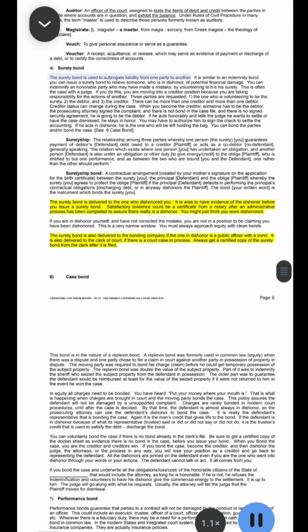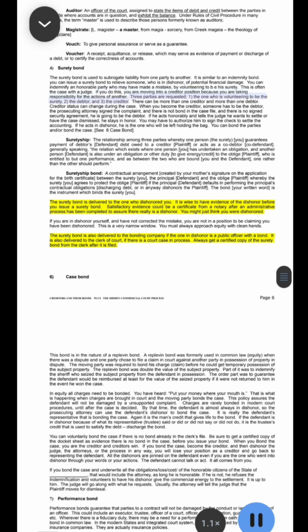Surety bond. The surety bond is used to subrogate liability from one party to another. It is similar to an indemnity bond. You can issue a surety bond to relieve someone, who is in dishonor, of potential financial damage. You can indemnify an honorable party who may have made a mistake, by volunteering to be his surety. This is often the case with a judge. If you do this, you are moving into a creditor position because you are taking responsibility for the actions of another.